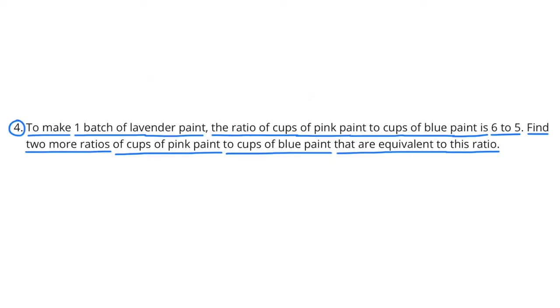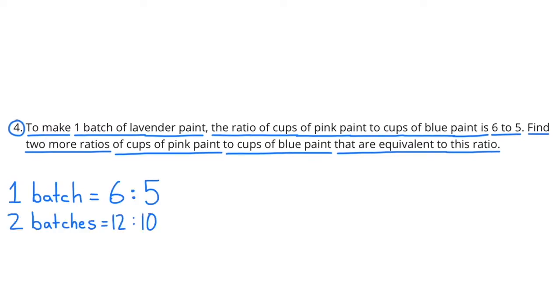Number 4. To make one batch of lavender paint, the ratio of cups of pink paint to cups of blue paint is 6 to 5. Find 2 more ratios of cups of pink paint to cups of blue paint that are equivalent to this ratio. Since one batch has a ratio of 6 to 5, 2 batches would double that, so 2 batches would have a ratio of 12 to 10, and three batches would be three times greater than one batch. So three batches would have a ratio of 18 to 15.